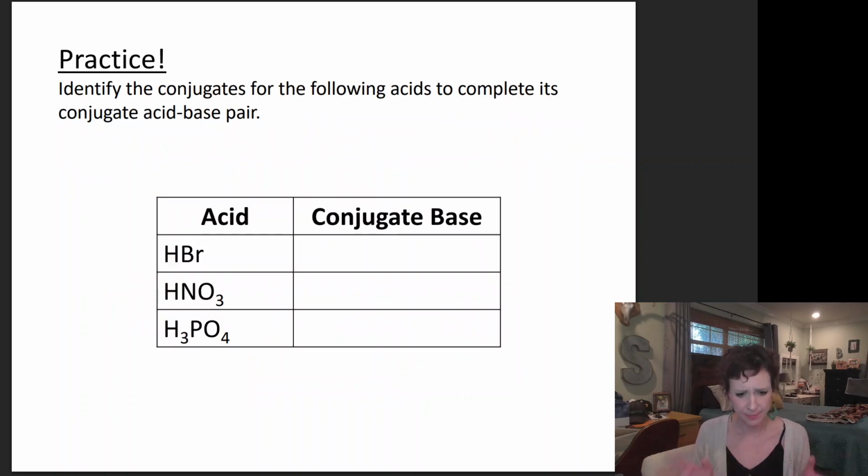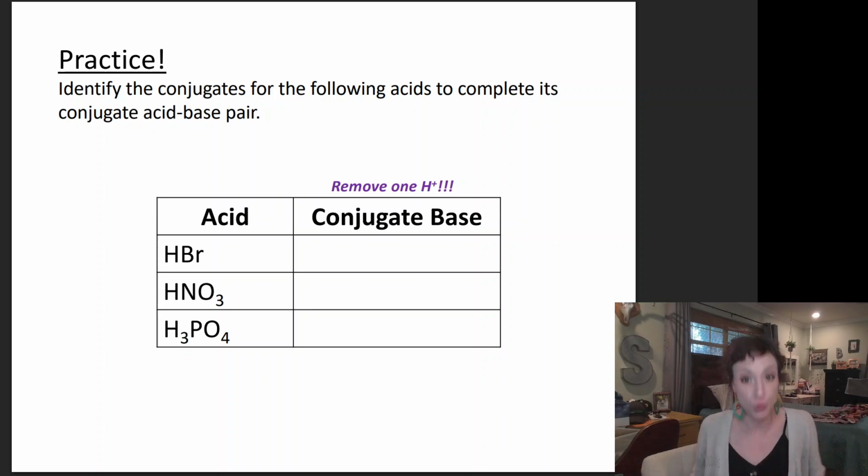Okay, but I really want to unpack how to figure out and predict what a conjugate acid-base pair is. So what we're going to do here is I've given you a selection of acids, and we're going to see if we can come up with its conjugate base, meaning what it would turn into after I've removed one proton, because remember, acids are proton donors, okay? Its conjugate base will be the result of it kicking off or removing a proton.